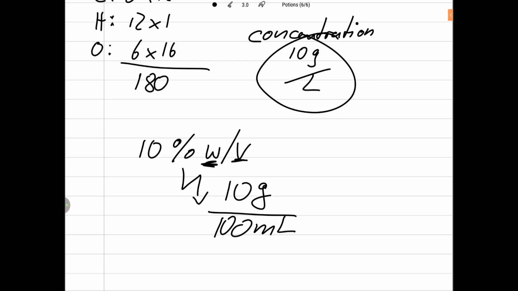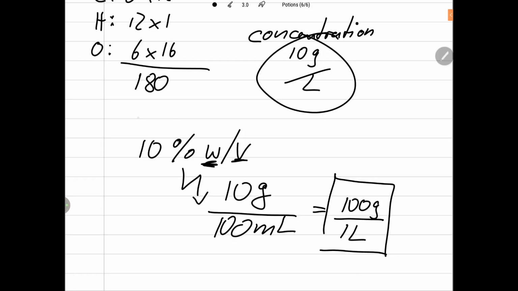How many grams per liter is that? Bingo. 100 grams per liter. It's just multiply each one by 10. Okay? Make sense? I want you to remember that because you will come across this thing. 10% weight per volume or 0.1% weight per volume. Things like that. Yeah?